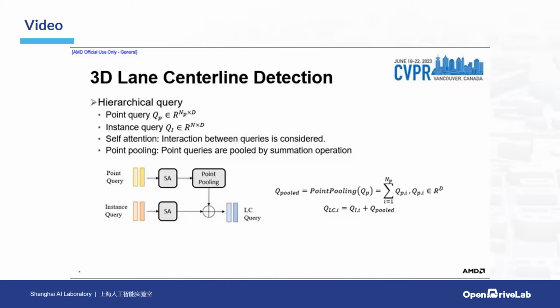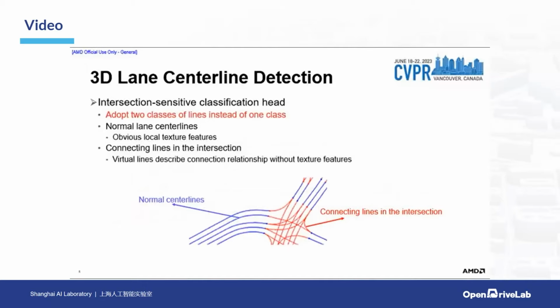There are two kinds of center lines: normal lane center lines, and connecting lines in the intersection. In contrast to normal center lines, connecting lines in the intersection are more related to the overall structure of the node and less related to the local textual features. Therefore, we distinguish these two categories in the classification head and the LC head.